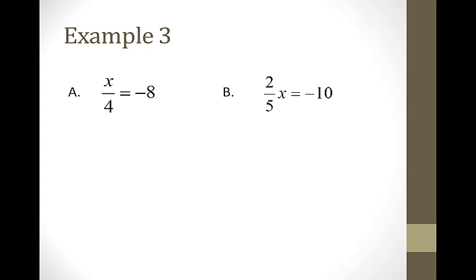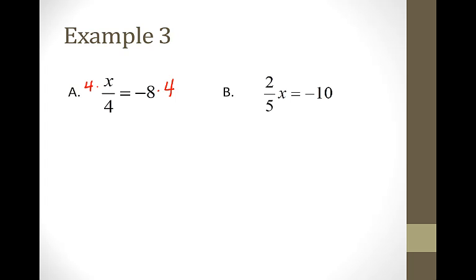Okay, a couple more. We have x over 4 equals -8. So how is that 4 connected to the x? We have x divided by 4. So how do I remove the 4? Multiply. Good. I'll use the dot to emphasize I'm multiplying here.